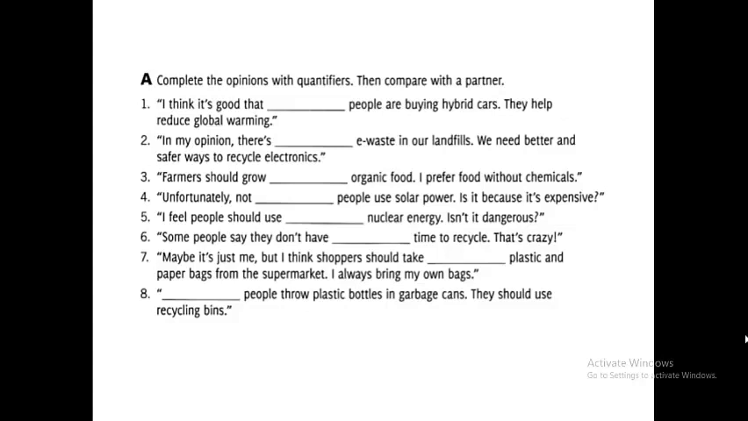The second one, in my opinion, there's blank waste in our landfills. We need better and safer ways to recycle electronics. The third one is farmers should grow blank organic food. I prefer food without chemicals. The fourth one, unfortunately, not blank people use solar power. Is it because it's expensive?